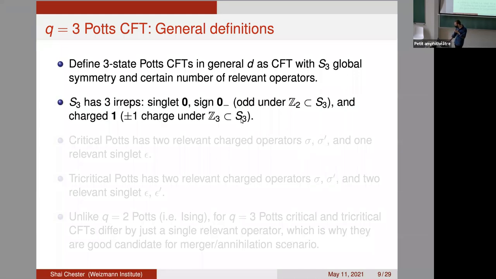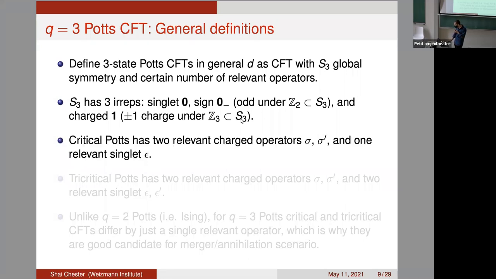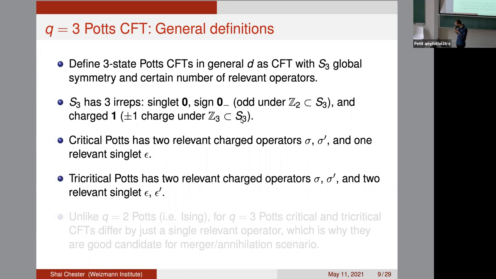So in particular, this theory has S3 symmetry, and there are three possible representations of S3 symmetry. So we have a singlet called 0. We have the sign representation, which I'm going to call 0 minus. This is odd under the Z2 subgroup. And then we have a charged representation, which is charged under the Z3 subgroup of S3, also under the Z2 subgroup. So the critical Potts model is defined as having two relevant charged operators, which we call sigma and sigma prime, and one relevant singlet, which we're going to call epsilon. The tricritical Potts model, in contrast, has two relevant charged operators, sigma and sigma prime, and two relevant singlets.